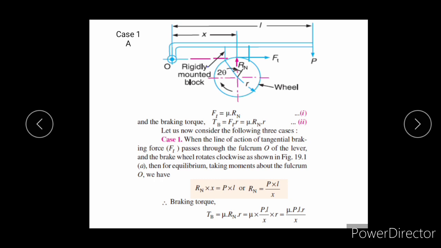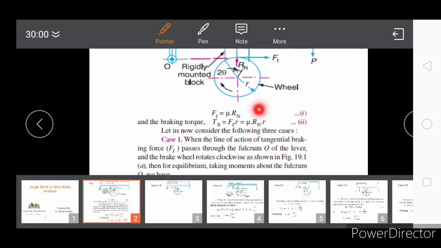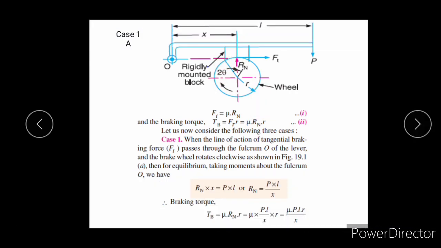Now let us see the direction of the forces. See, your applied effort is P. The P effort you are applying on the brake, this P in downward direction. When you apply this effort P, the block comes into contact with the wheel, okay, and the wheel is moving in clockwise direction. So when this block comes into contact with this wheel, 2 forces come into action.